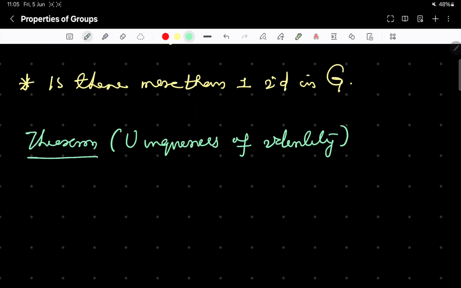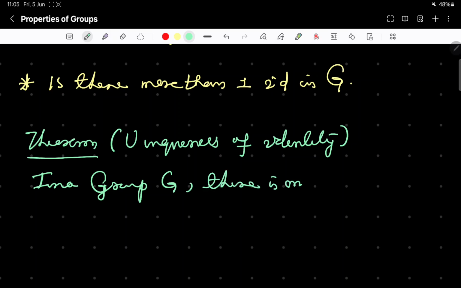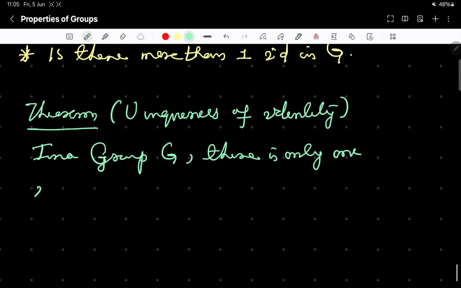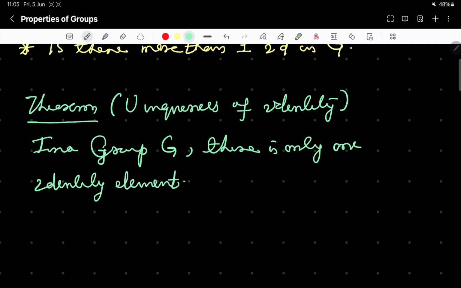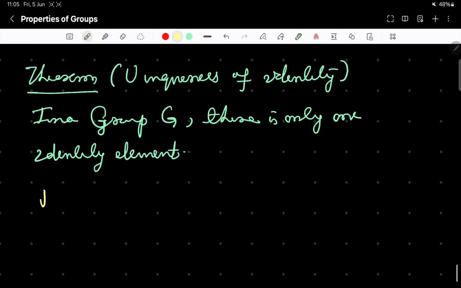So this tells you that in a group G there is only one identity element. Okay, let's see a quick proof of it.